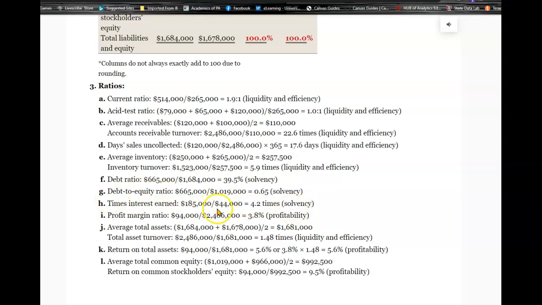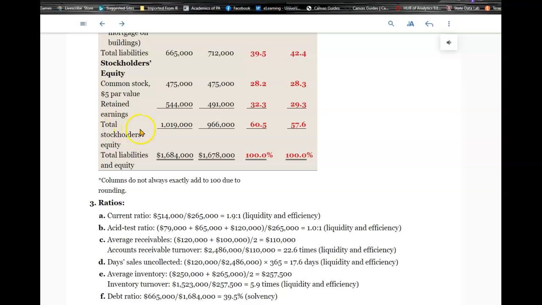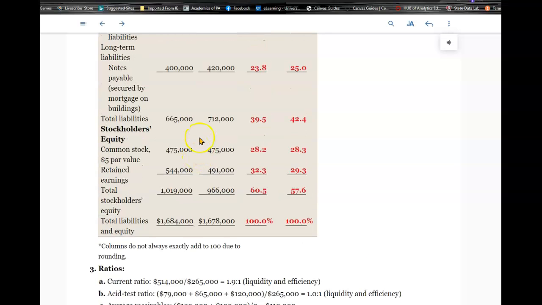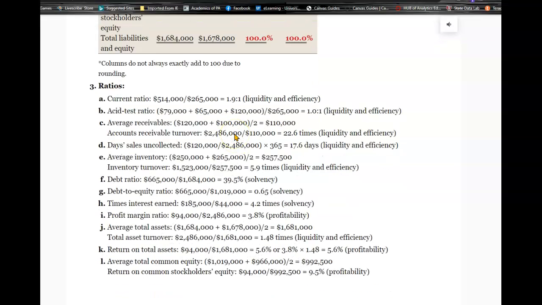The debt to equity ratio is just, instead of the debt ratio being debt to total debt plus equities, this is going to be debt to equity, and it's 0.65. And this is another solvency ratio. So it tells us the percentage of debt to equity. So our equity is 1,019,000, right? Our total stockholders' equity. Debt is $665,000. And so we have a 0.65 debt to equity ratio.